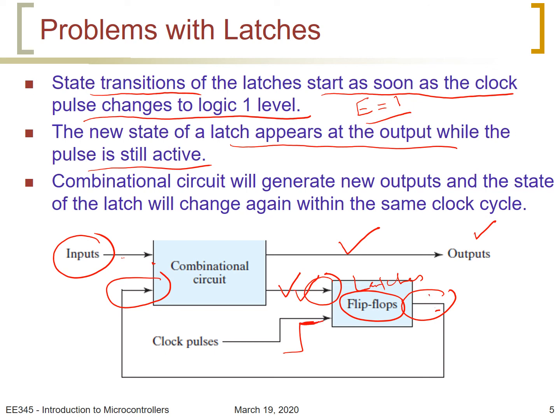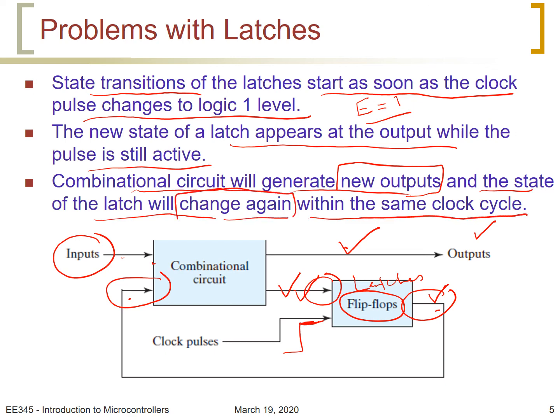If the clock is still 1, this will change, and this will change, and so forth. Therefore, the combinational circuit will generate new outputs, and the state of the latch will change again and again many times within the same clock pulse. This is the main problem with the latches, and actually we avoid this by not using latches but using flip-flops. I'm sure with this you will really be excited now to know what the flip-flops are.